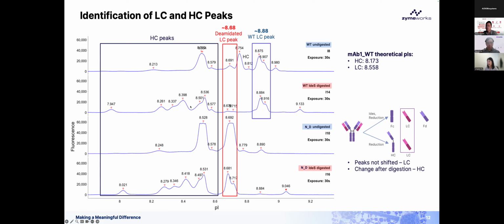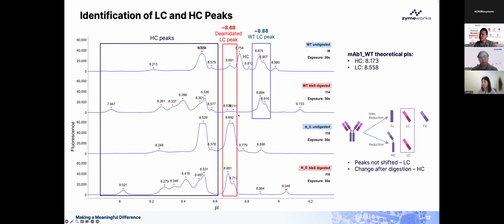So if they are identical, meaning they come from the heavy chain, we know that everything in this black box comes from the heavy chain. And then we move to the right side. So just look at wild-type undigested and digested. Those peaks are different, so possibly coming from the heavy chain.